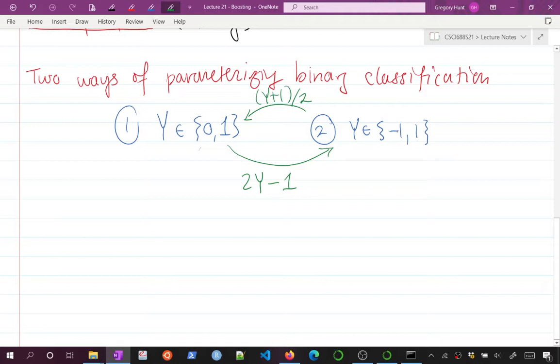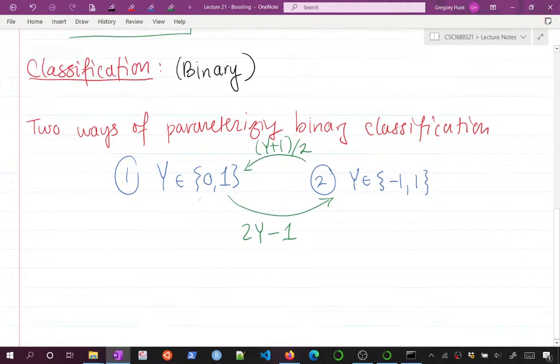So that would map -1: -1 plus 1 is 0, over 2 is 0, and 1 would map to 1 plus 1 is 2, over 2 is 1. So you can transform back and forth between them. They're identical. It's just sometimes more useful to think about y as taking on -1 and 1 instead of 0 and 1. And we'll see why in this discussion.